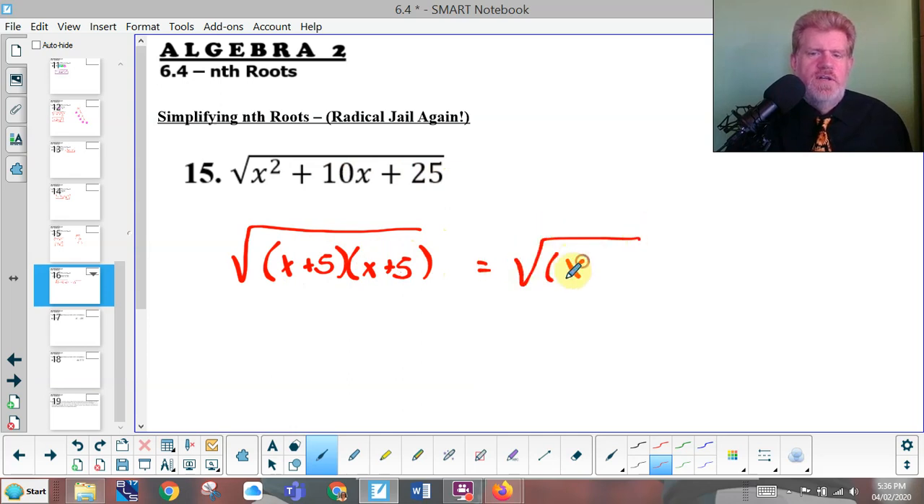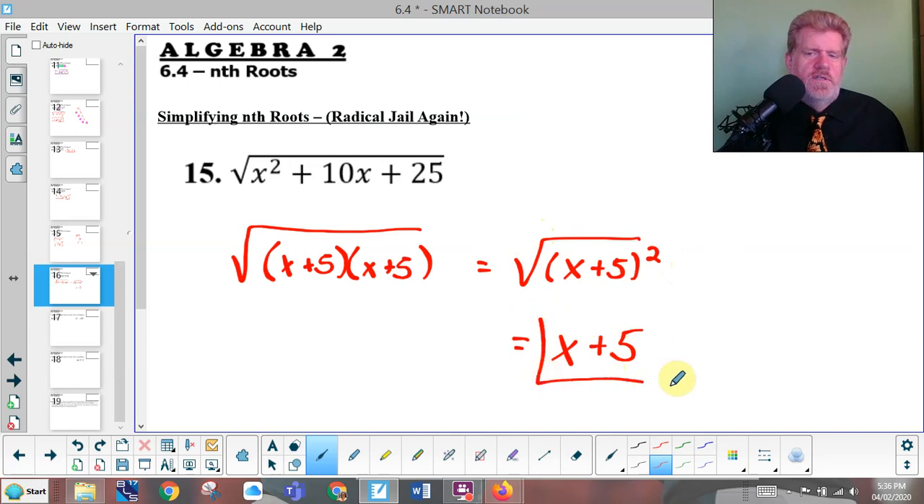And some of you might recognize right away, oh, look, that's a perfect square trinomial. It's x plus 5 squared. Well, now we've broken that up. Remember, this whole thing is squared. 2 divided by 2 is just 1. There's your answer.